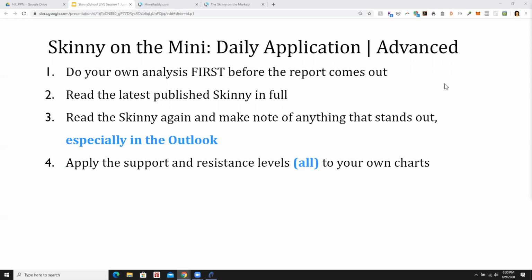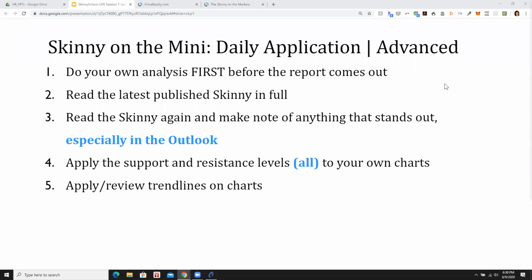Take all the support and resistance in the report and put it on your charts. I believe you can handle it, okay? Could it be 10? Could it be 5? Could it be 3? Are there going to be different types of resistance levels that are a little bit more nuanced than the ones we've looked at? Yeah, and we can cover that in our remaining time in Skinny School, but I'm getting the real foundational elements here.